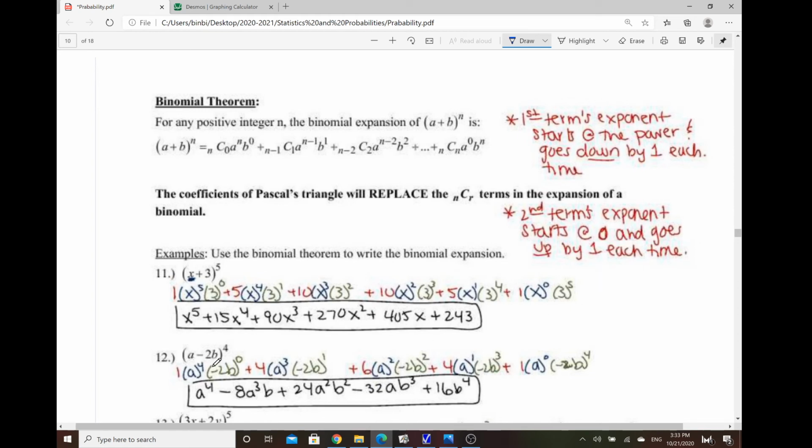So once you simplify it all the way through, you get x to the power of 5 plus 15x to the power of 4 plus 90x to the power of 3 plus 270x squared plus 405x plus 243.